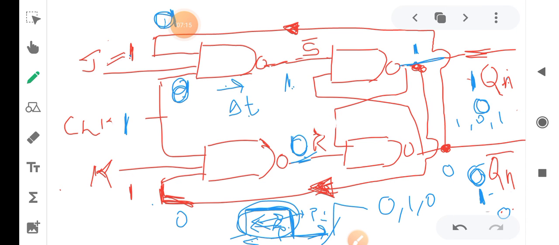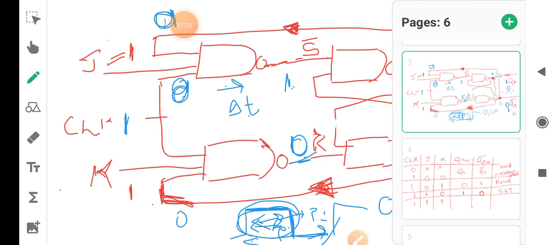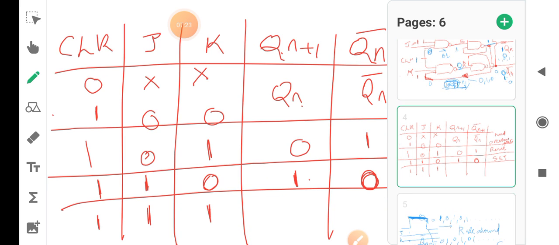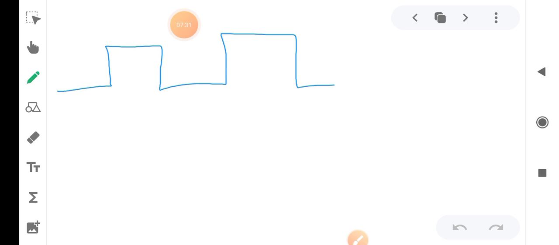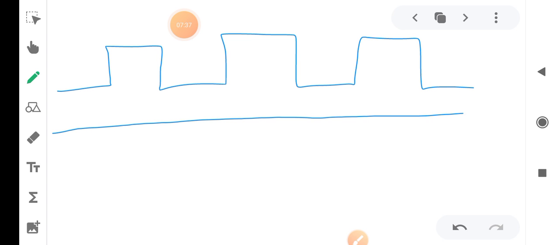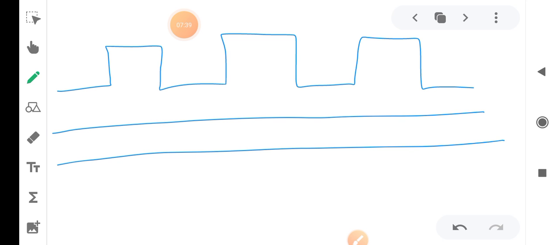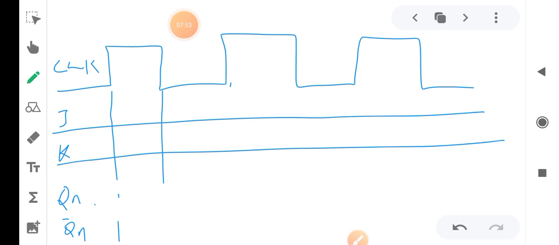So in order to avoid that, what we can do is we need to make this clock a half-time clock pulse of this one. I'll just draw one more diagram here. Say we are having the clock here, we are giving the clock here, and J is equal to 1, K is equal to 1, this clock CLK, J, K, and this is Q1 complement. So what happens during this time, just draw this.